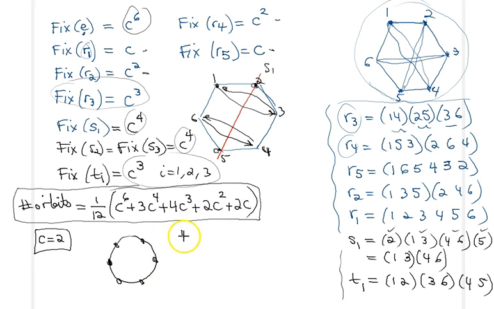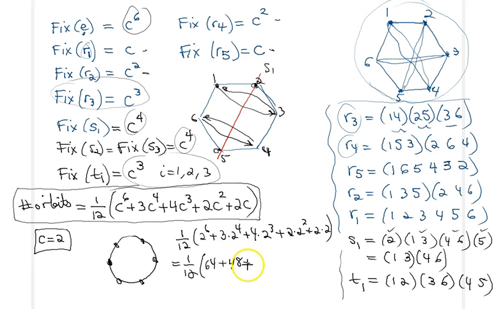So the essentially different colorings would be 1 over 12 times 2 to the 6 plus 3 times 2 to the 4 plus 4 times 2 cubed plus 2 times 2 squared plus 2 times 2. That would be equal to 1 over 12. 2 to the 6 is 64, plus 2 to the 4, 16 times 3 is 48, 8 times 4 is 32, 4 times 2 is 8, and then we have a 4 here. In total, 12 plus 80 is 92, plus 64 would be 156, so the answer would be 156 over 12. I know 144 is 12 times 12, so this one is 13. There are 13 essentially different colorings.